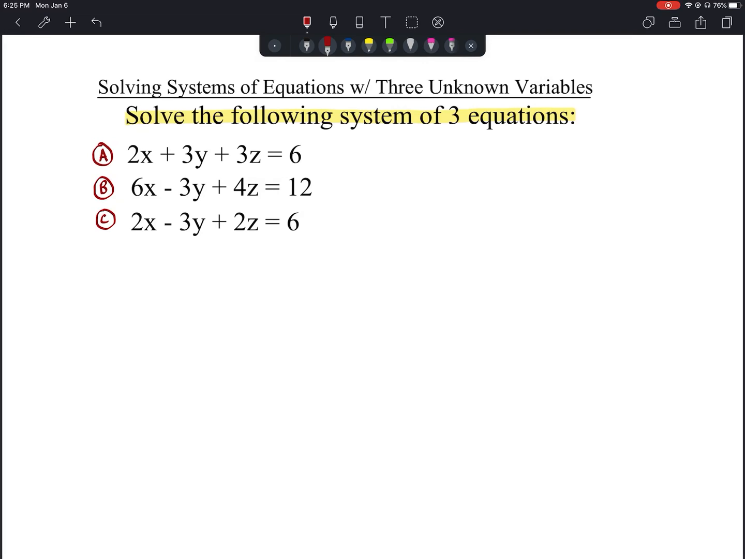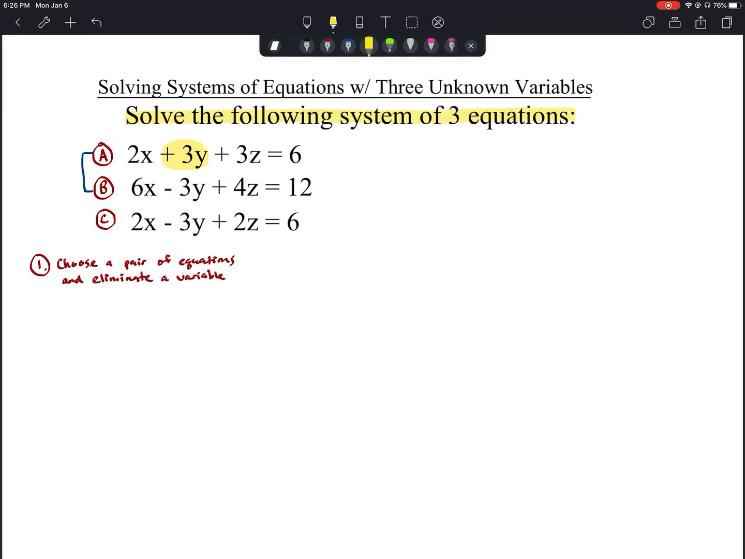For those of you who like following steps, I'm going to write out some procedures for you. The first thing we're going to do is choose a pair of equations and eliminate a variable. When I look at these, let's say A and B to start out, I've got this 3y and this negative 3y. So it's not going to require much work for me to set up elimination there.